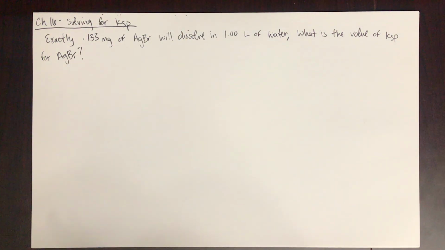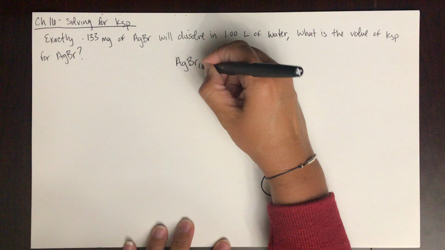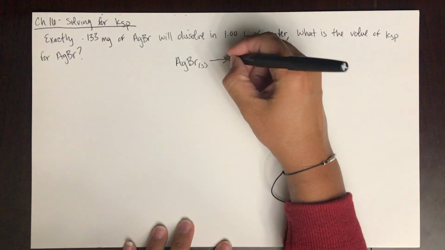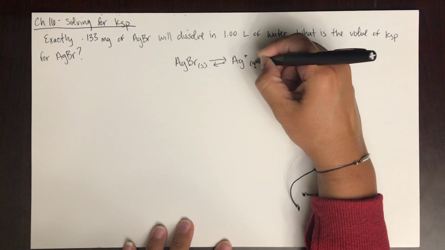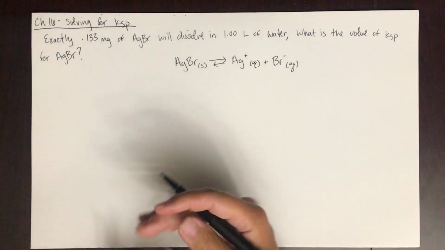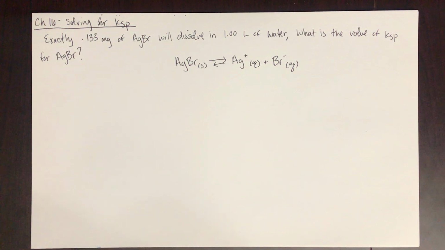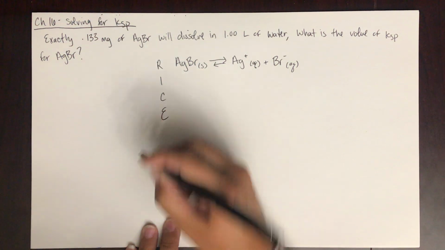Okay, so the first thing we need to do is write the solubility equilibrium. So silver 1 bromide is going to break apart into its ions. So I'm going to have silver 1 bromide, which is solid, and it is going to break apart into its ions, Ag plus 1 aqueous plus Br minus 1 aqueous. So that's the equilibrium. Now we need to solve for the KSP using an equilibrium table, just like we've done everything else. So that's the reaction, initial, change, equilibrium.